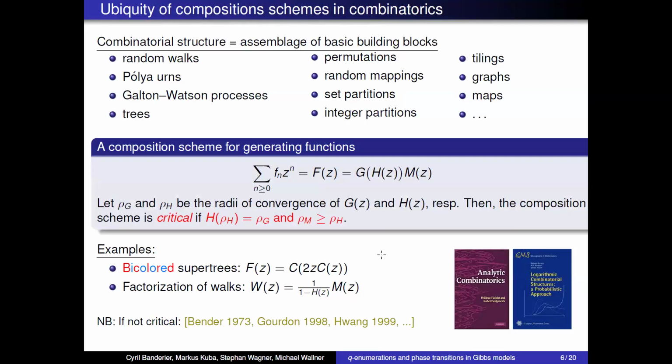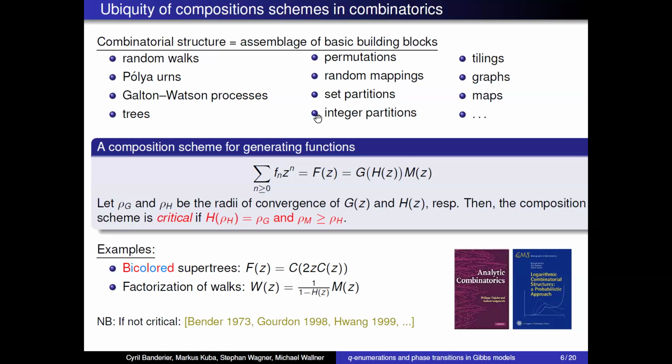Okay, so we will consider those models for combinatorial objects which are counted by compositions. And for sure you have a lot of objects in combinatorics which can be described by composition of functions. So random walks, Pólya urns, Galton-Watson processes, trees, permutations, random mappings, set partitions, interpolations, tunneling graphs, maps, like we saw just before. And so let's say that the type of schemes that we will consider are those types of generating functions. So objects which are counted by a scheme of this type.